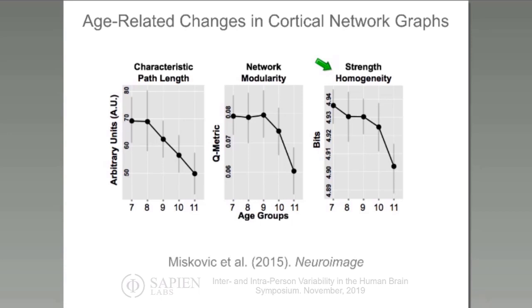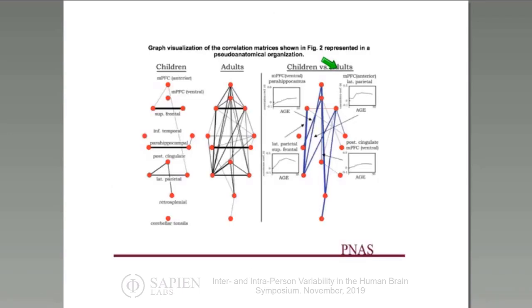And strength homogeneity has to do with how evenly distributed the strengths of the nodes within the network are. So the lower this number is, the more spatially variable the functional connectivity networks are. And that is exactly what you find with age. So just to recapitulate, as kids get older, their networks are more integrated, less segregated, and more spatially variable. And I'm going to talk about why we think that is interesting.